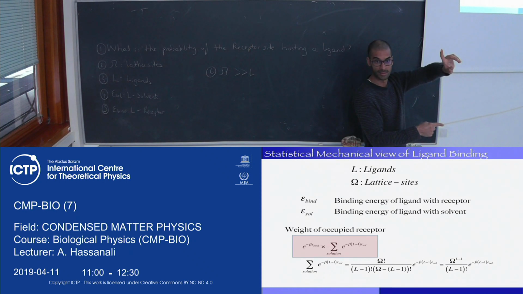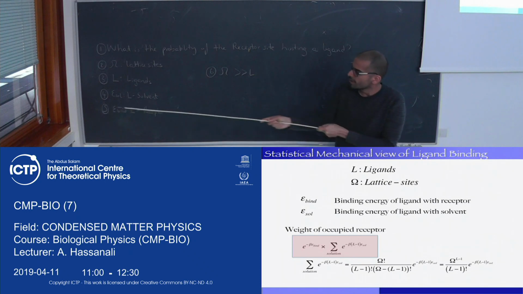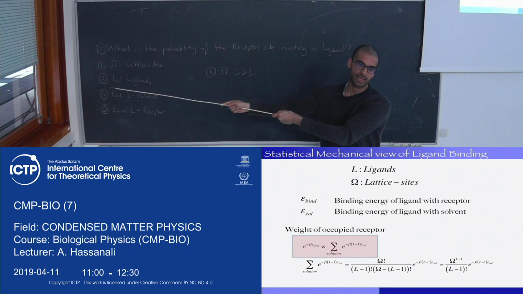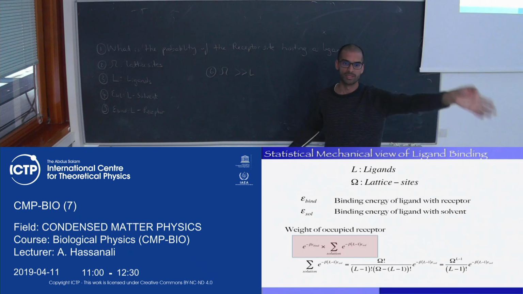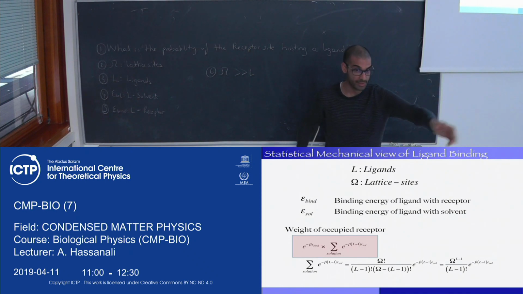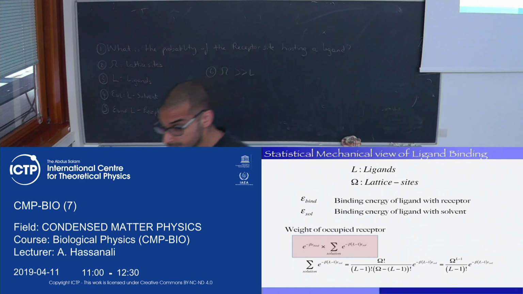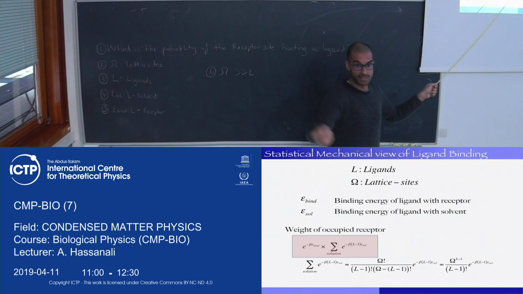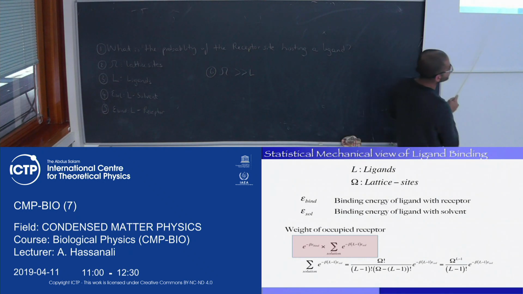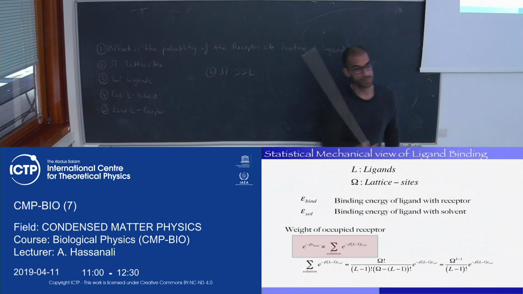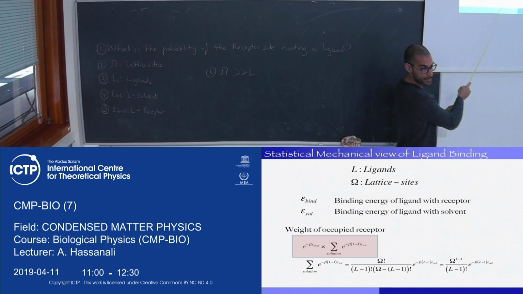Yes? It has to be. Each ligand has E sol interaction. The L minus 1 of them, so L minus 1 times E sol total energy. So the Boltzmann weight, the probability associated with that, must be e to the minus beta of that total energy. But there are many ways to have L minus 1 ligands in omega sites, so I have to do my combinatorial factor, or the multiplicity, here. Okay, so that's the weight of the occupied receptor.